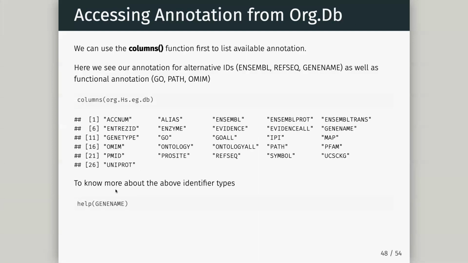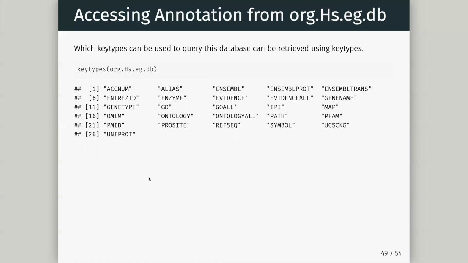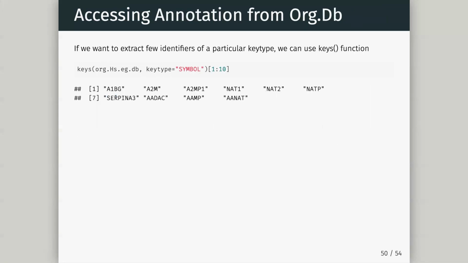Whereas this is what we can retrieve from the database, we can also look at what we can search for in the database. And these are the key types. These are all the ones available to us. And most of the time we're going to be using Entrez ID and trying to look up some sensible either gene ontology information or symbol.